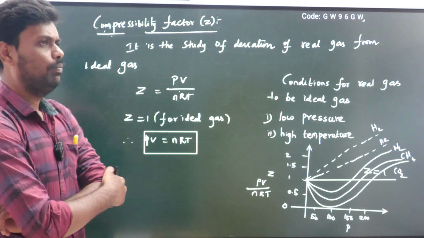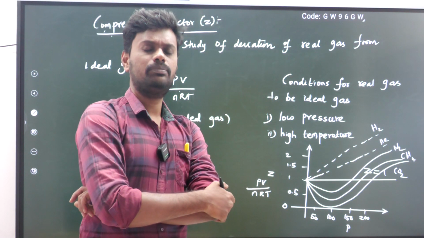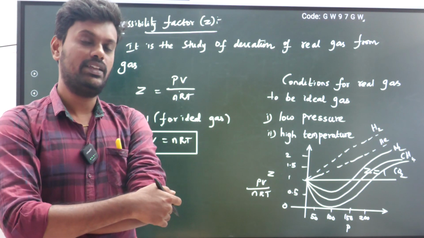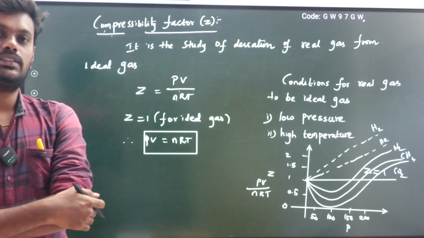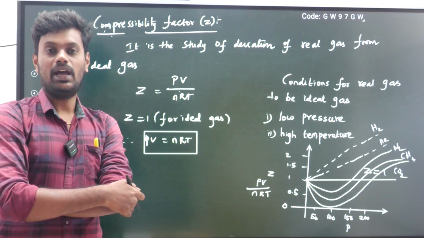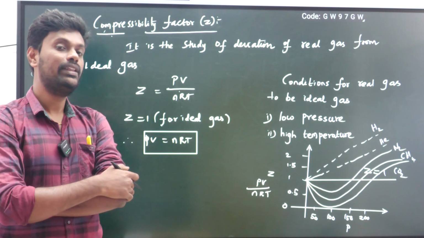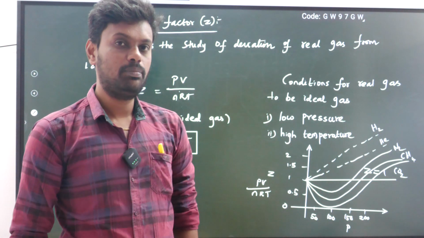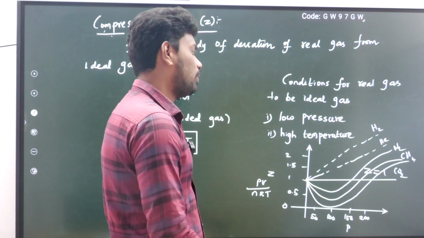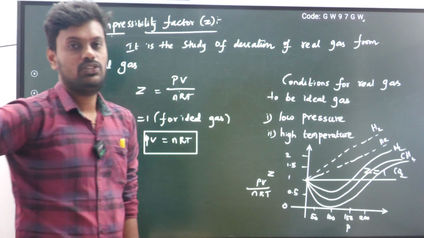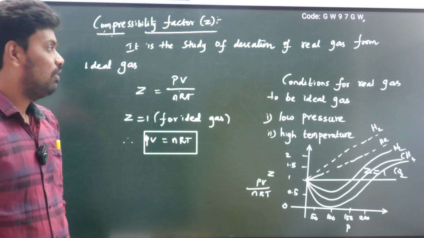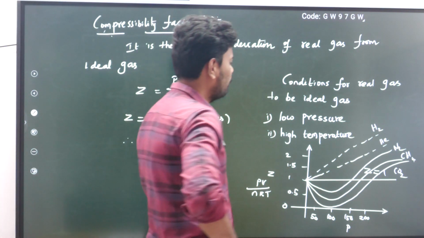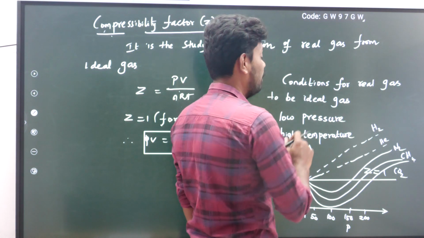Now we are coming to real gas. In reality, in which situation does a real gas behave as an ideal gas? In most cases, an ideal gas is not possible, only real gas is available, but in which situation will a real gas become an ideal gas? For that we are studying the compressibility factor. Now here you see there are two conditions: at low pressure and at high temperature.